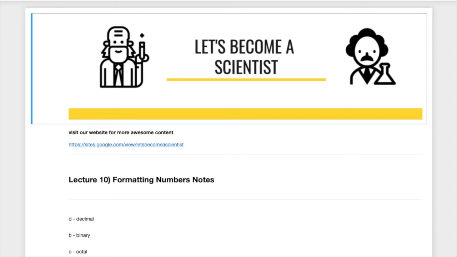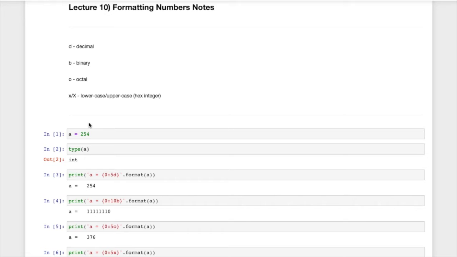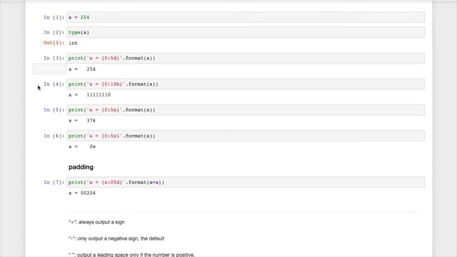Formatting numbers. The Python 3 string format method provides a powerful way to format numbers. The specifiers d, b, o, lowercase x, and uppercase X indicate a decimal, binary, octal, lowercase hex, and uppercase hex integer, respectively. For example, a is equal to 254, and then if we print "{0:5d}".format(a), we get a decimal a like this.